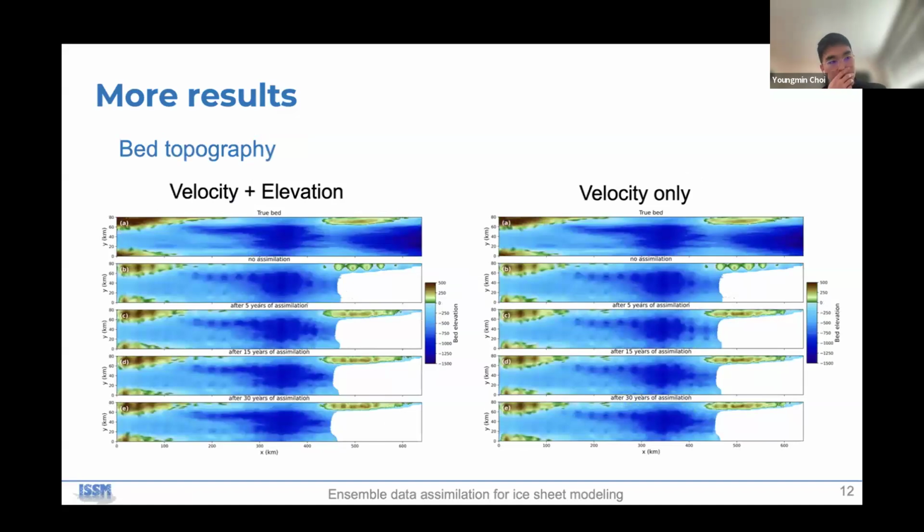And then when we look at the path of results, the improvement is very similar to what we saw for the friction coefficient. So when you're simulating only velocity data, we see some improvement near the grounding line, but after that, we don't see much improvement, still getting this interpolation error between the measurements.